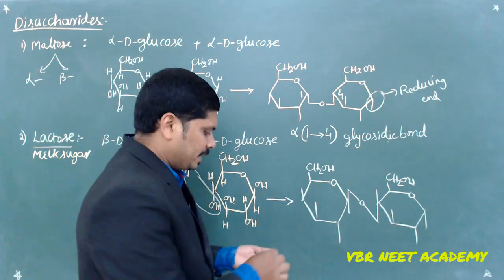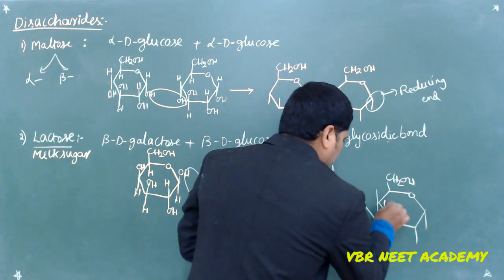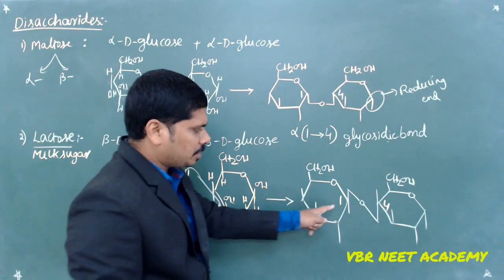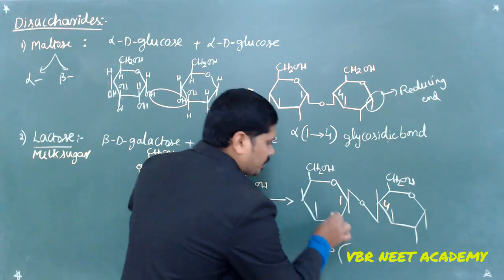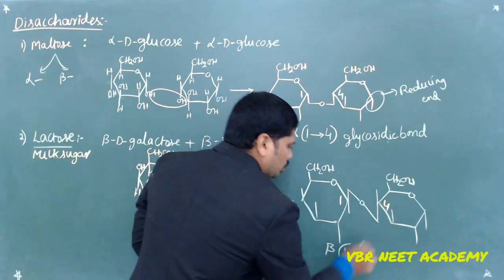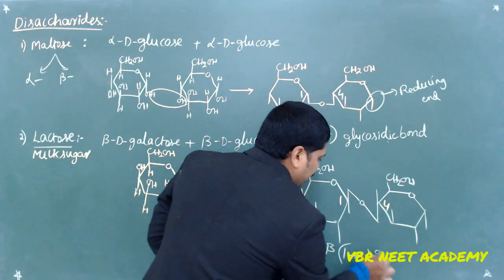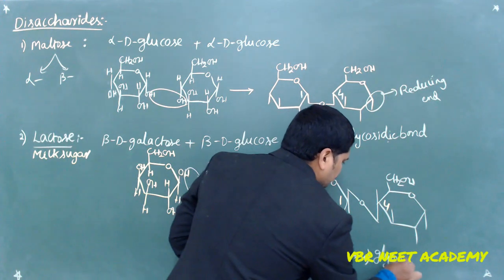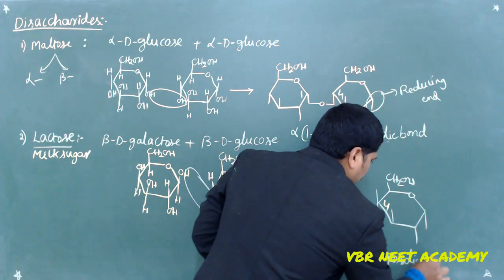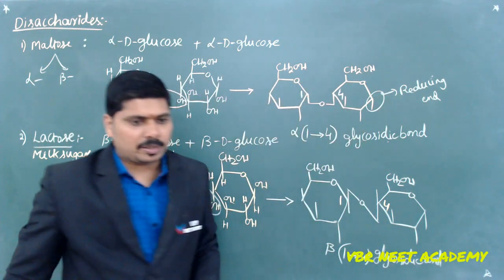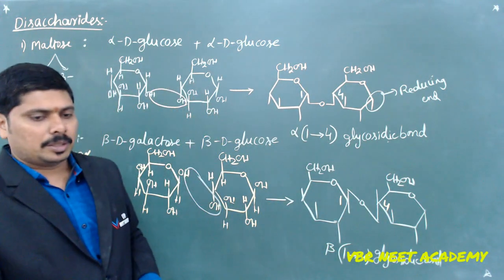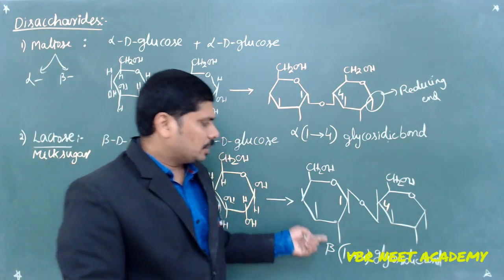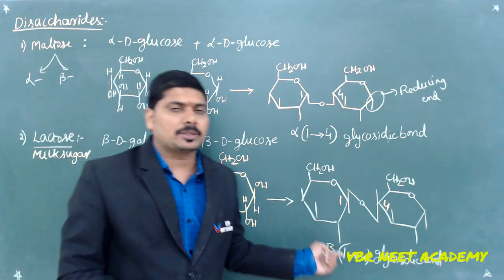Now, what is it going to be called? Now, this is beta configuration. Beta at which one? First carbon to fourth carbon glycosidic bond. What we can call this one is a beta 1,4 glycosidic bond. So that is the linkage we can give for your lactose.